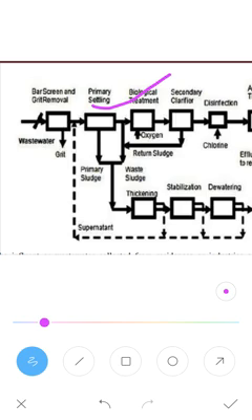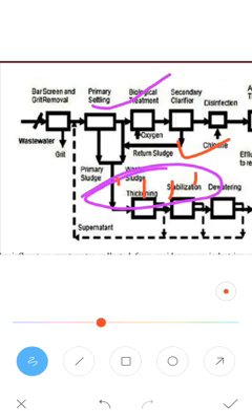heavy, denser particles will be settled at the bottom of this tank. The settled organic material or particles at the bottom of this primary sedimentation tank is called primary sludge. Whatever settles at the bottom is called sludge, or primary sludge.